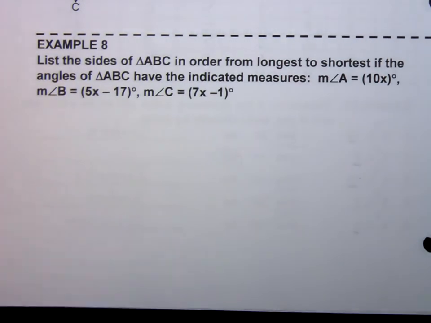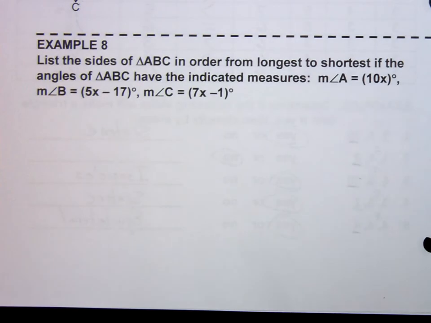Alright, let's look at example 8. List the sides of triangle ABC in order from longest to shortest if the angles of triangle ABC have the indicated measures. And they give us expressions for the angles. We're supposed to list the sides in order. They didn't give us any information about the sides. They gave us information about the angles.